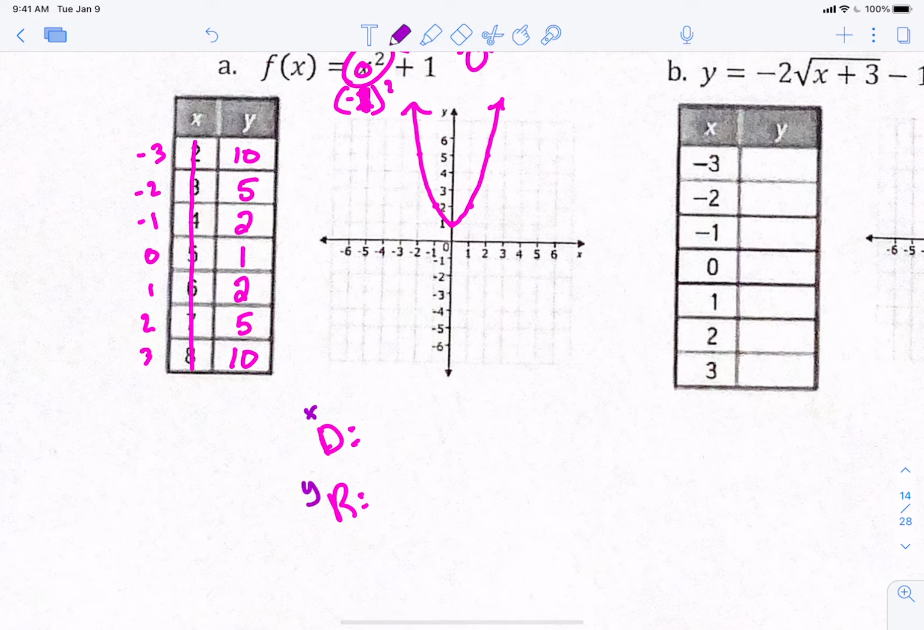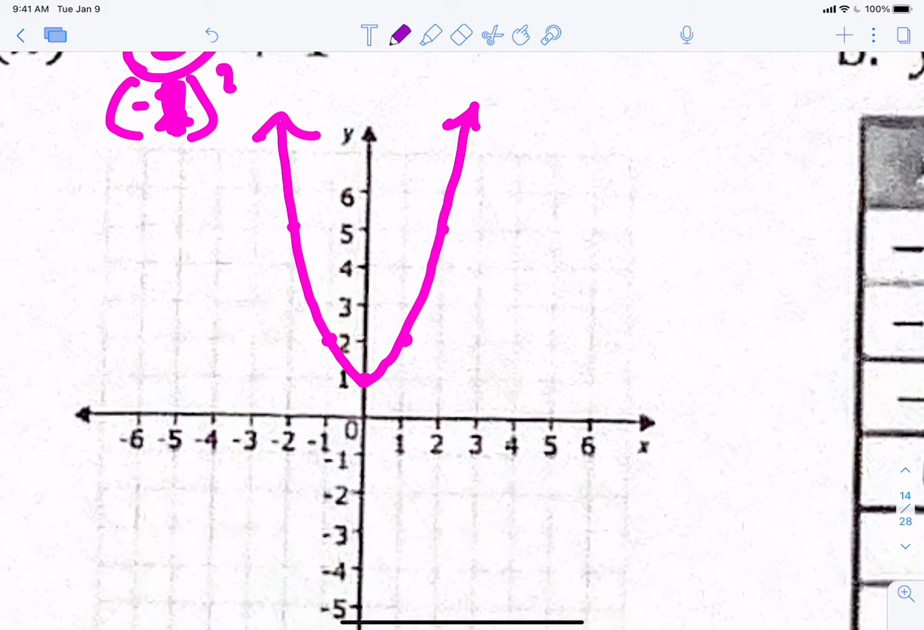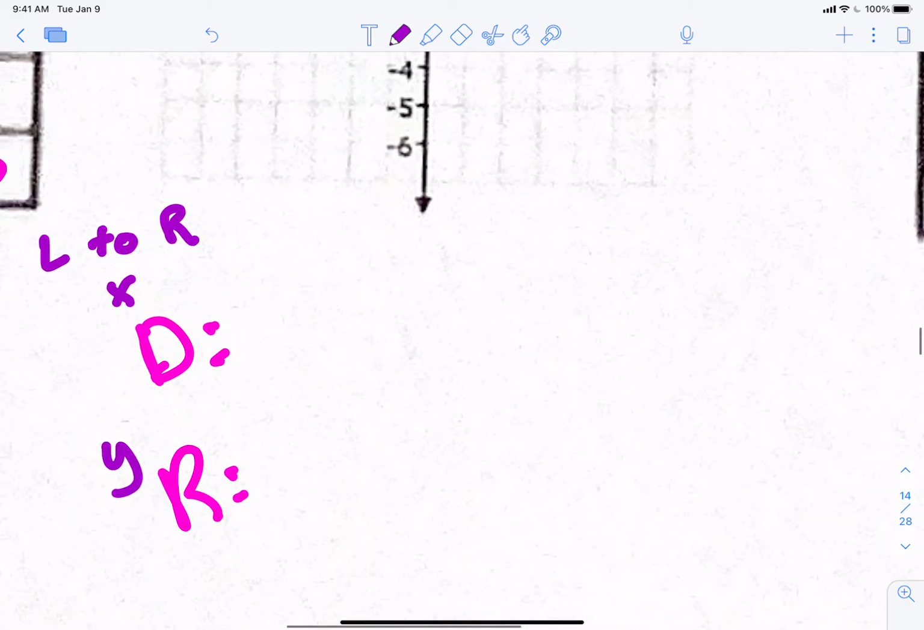Domain is the x's, range is the y's. Domains go from left to right. So this graph right here, will he go to the left forever? Yes. Will he go to the right forever? Yes, he's going left and right both ways, right? He's doing like a little U and he's going left and right. So what do we put for the domain? All real numbers, that boldface R. He's going to touch everything, left and right.